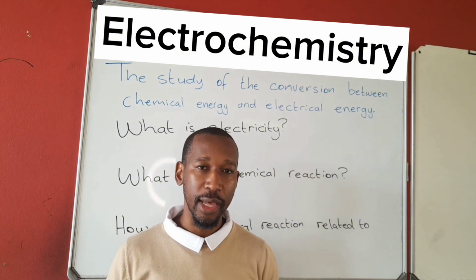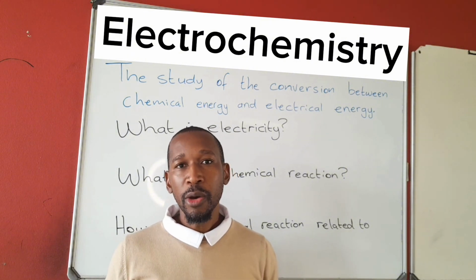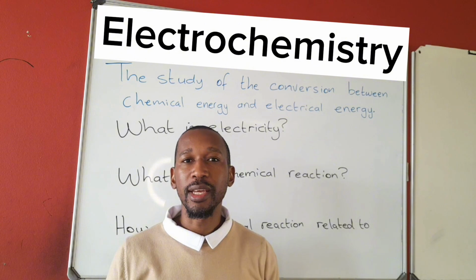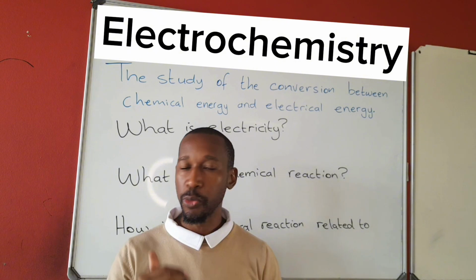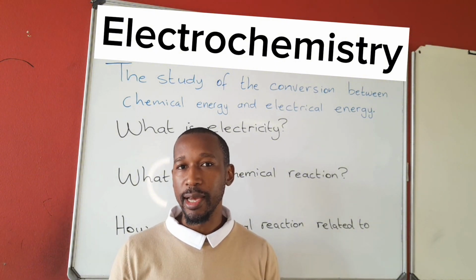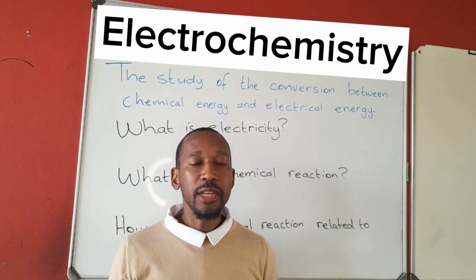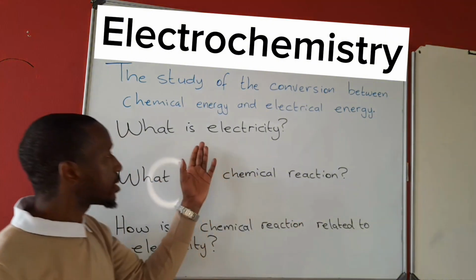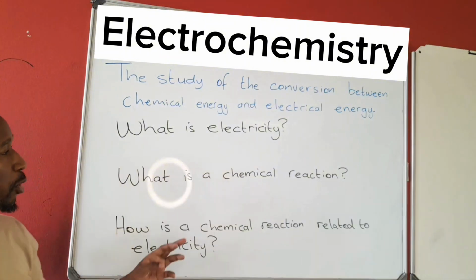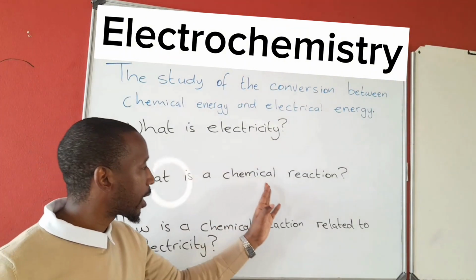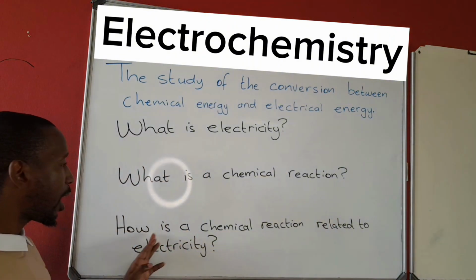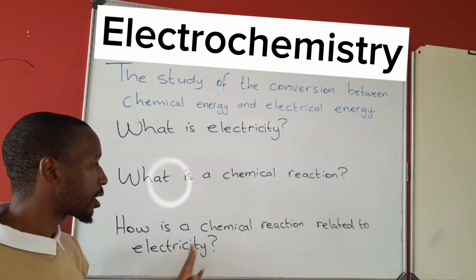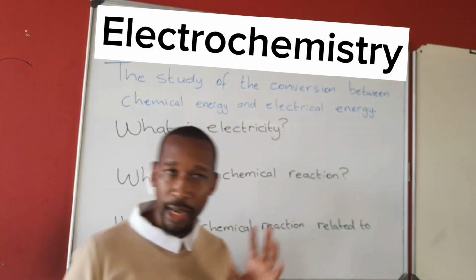But before we get into that, any topic that we do, we definitely need to make sure that the foundation is correct so that we can understand each other with the students or with yourselves. So now here's the idea. To understand electrochemistry, you first have to know what is electricity. And you also need to know what is a chemical reaction so that you can be able to understand how are these two related to each other, chemical reaction and the electricity.